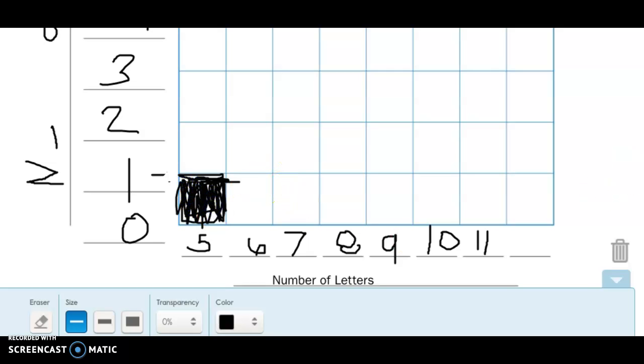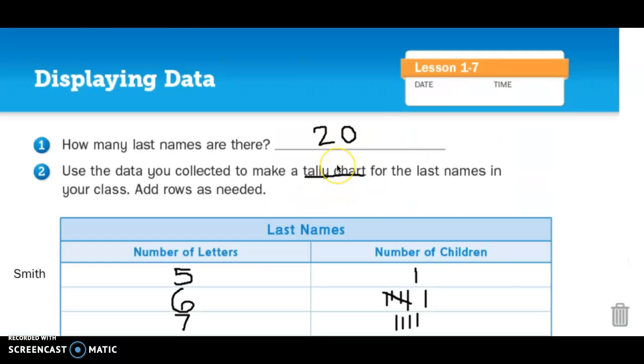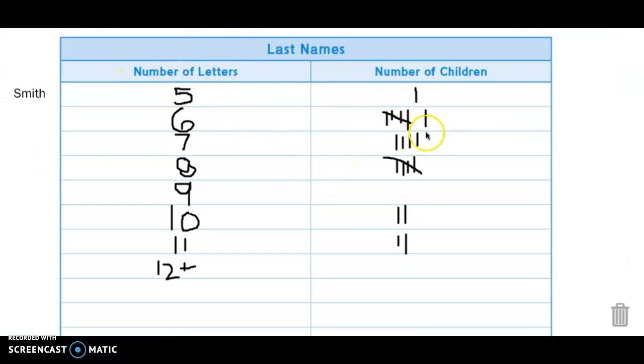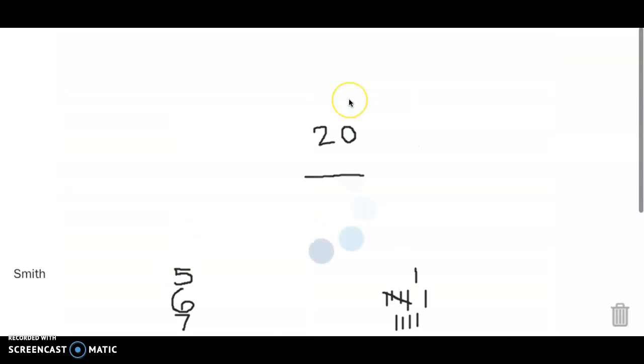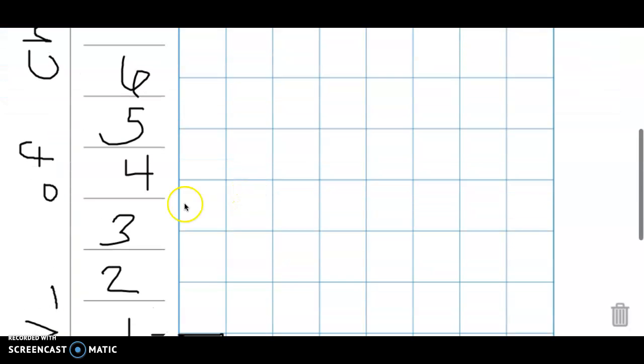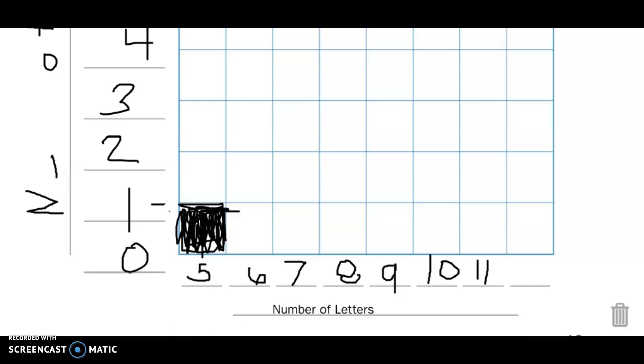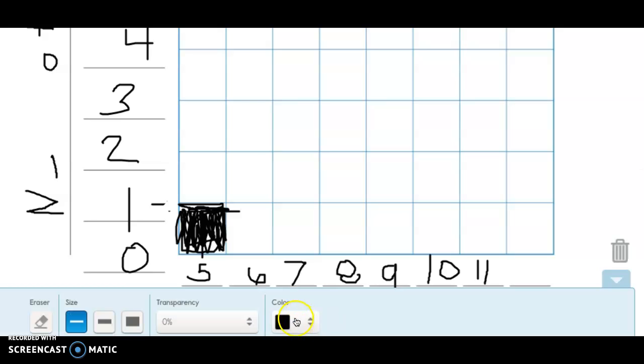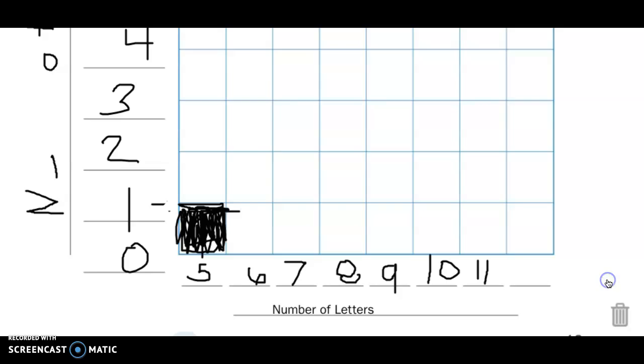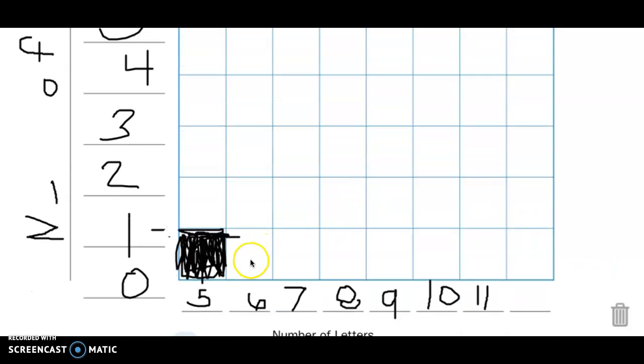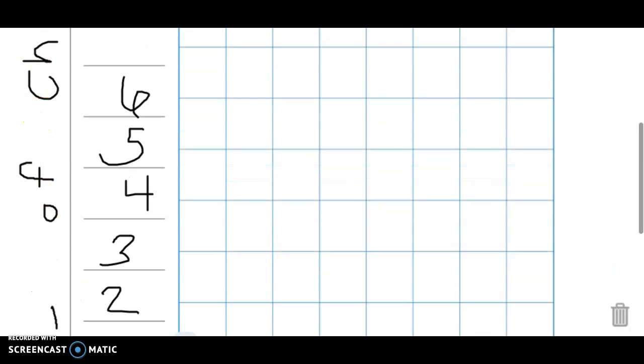Awesome. Now we need to go on to number 6. How many kids had 6 letters in their last name? 6 of them. Oh, this is going to be a big one. Oh, yes, and my number stayed on the side this time. I'm going to use a different color. Let's use orange. How high am I going to have to draw this if there's 6 children?